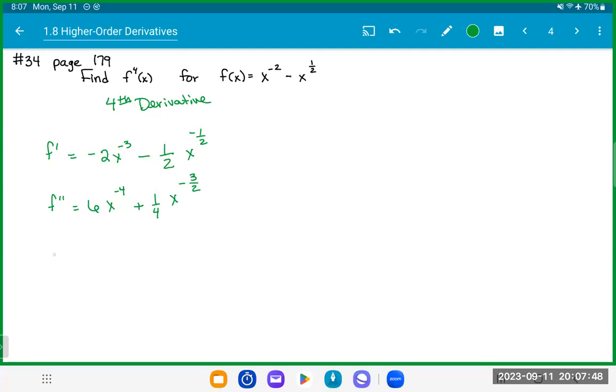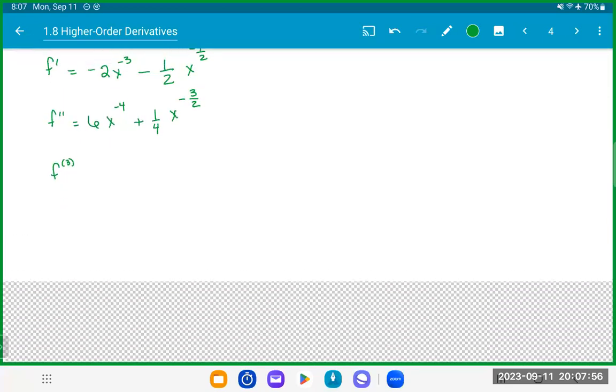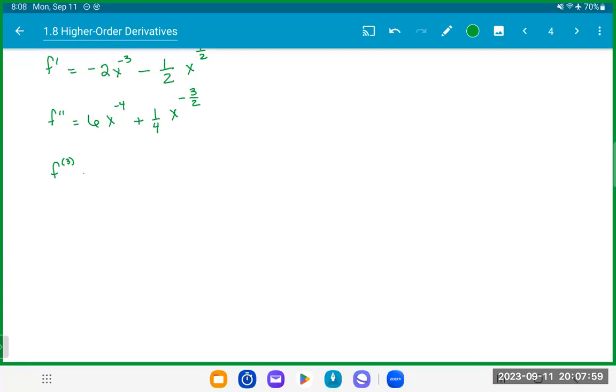Okay. Then we have our third derivative. You could write 3 ticks, or you could put in parentheses here a 3, which is a little bit cleaner. So -4 times 6 is -24. x to the -5. Now we have -5/2 times -3/4. That gives me a 15/8. Then I have x, -5/2 minus 2/2 is going to give me a -7/2 as my exponent.